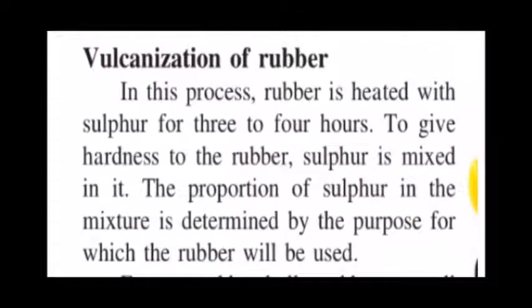Vulcanization of rubber. In this process, rubber is heated with sulphur for 3 to 4 hours. To give hardness to the rubber, sulphur is mixed in it. The proportion of sulphur in the mixture is determined by the purpose for which the rubber will be used. Now, before understanding this, we should know what is vulcanization, what is sulphur, why it is added. So let's understand that.